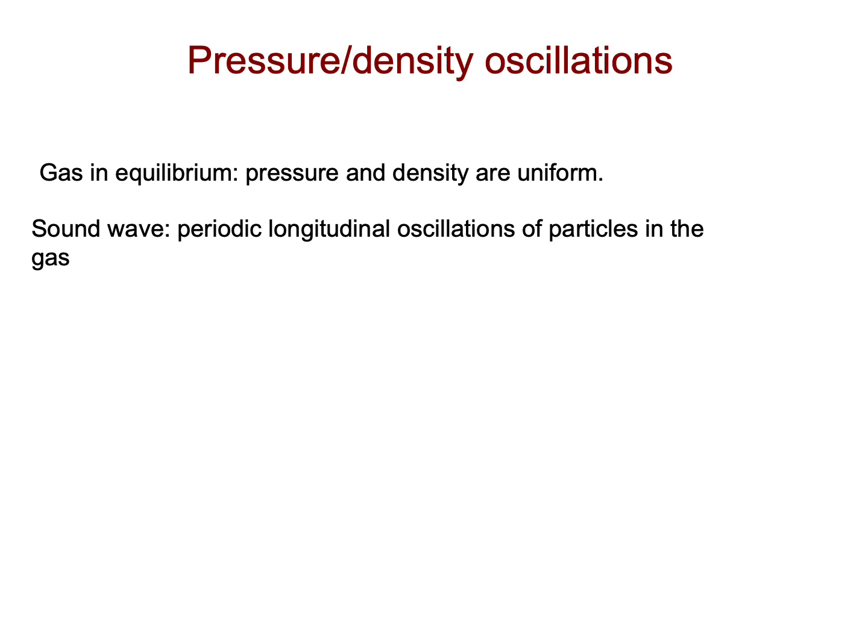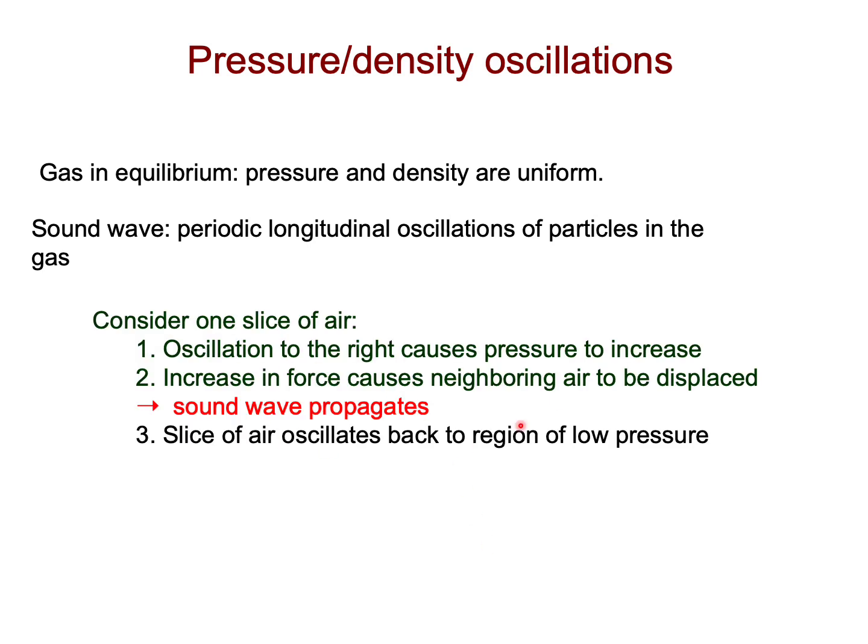So at any moment in time, a particle in the gas can move forward in the direction that the wave is propagating, or backwards in the direction that the wave is propagating. Again, this is longitudinal, but it's just going to vibrate about that point. The particle itself is not going to have any net motion in any direction. So let's consider one slice of air. Oscillation to the right causes pressure to increase. That increase in force causes neighboring air to be displaced forward.